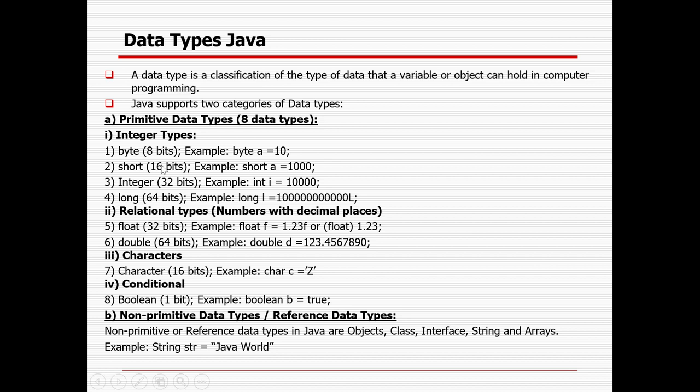Similarly, short is 16 bit, meaning 2 to the power 16. Integer is 32 bit, meaning 2 to the power 32. Long is 2 to the power 64. Float is 2 to the power 32. Double is 2 to the power 64. So byte and the floating types can also be negative. Character will only hold A to Z, lowercase and uppercase. Boolean will only hold true or false.